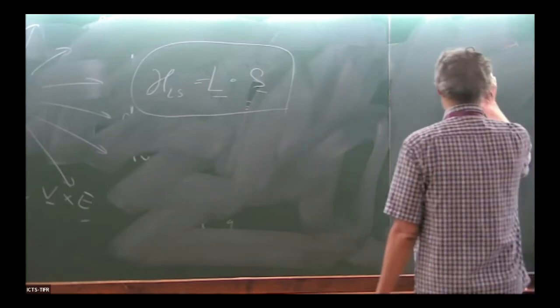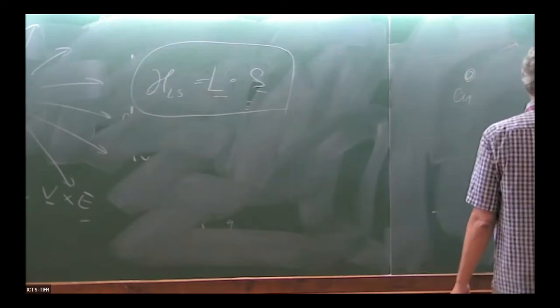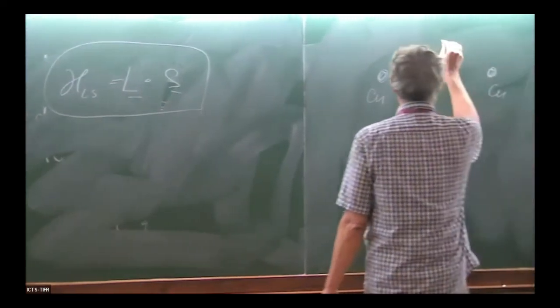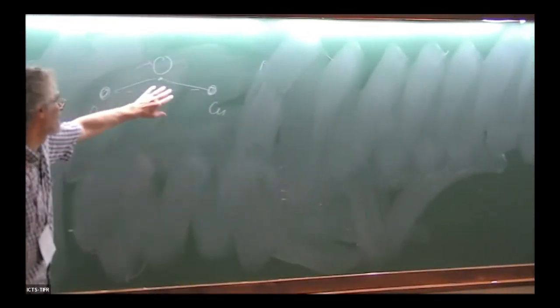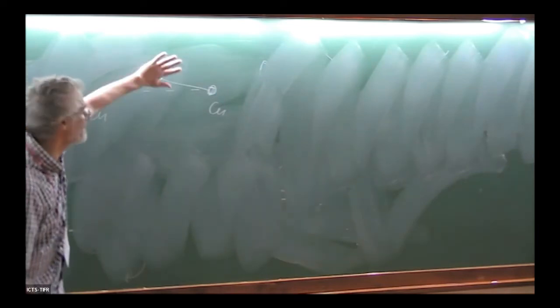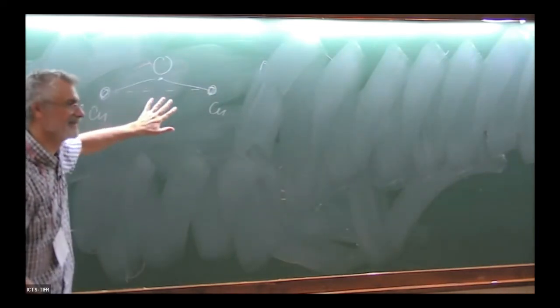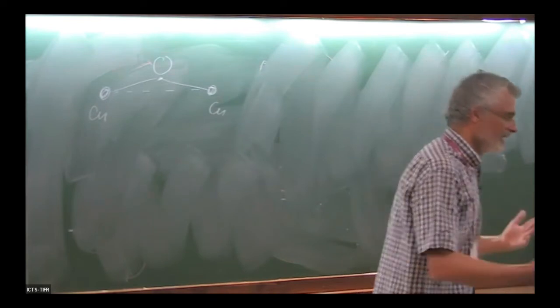Suppose that we have a bond where we have a copper, another copper, and then oxygen that is off the center. So we had the superexchange when the oxygen was precisely in the center, but it may happen for different reasons that it's not in the center, but slightly off. What happens in this case? What are the possible Hamiltonians that we can have?